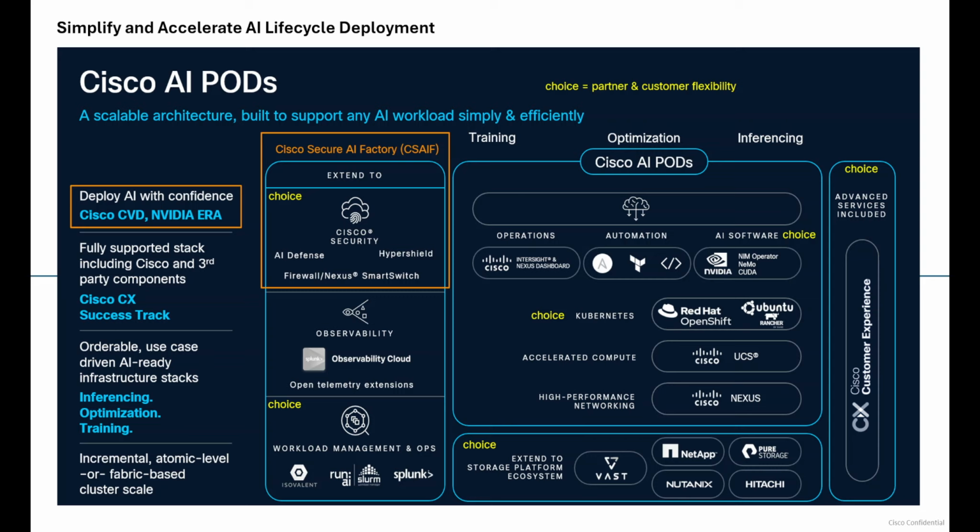From an AI software perspective, if they want support, they'll want to go with Cisco, they'll want to go with NVIDIA. But if they're looking to save on costs and they have confidence in their skills and abilities, then they can, of course, go with open source AI software, right?